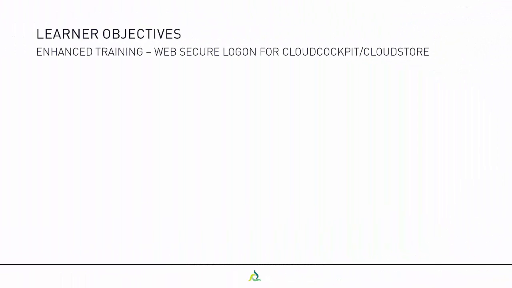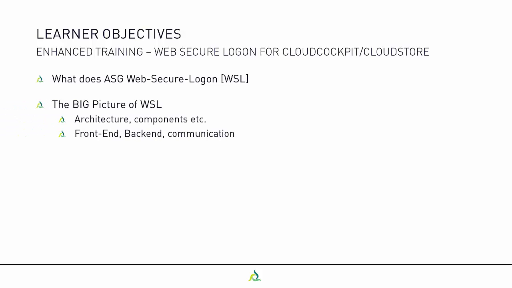Learners' objectives. For this enhanced training of WEB-SECURE-LOGON for CloudCockpit and the CLOUDSTORE components, we'll be covering the following items. What is the ASG WEB-SECURE-LOGON, WSL? The big picture of WSL, where we talk about architecture, components, usage, and other pieces around the technology. The front end, back end, and the communication framework. Requirements for this installation. And of course, in the end, the installation itself.